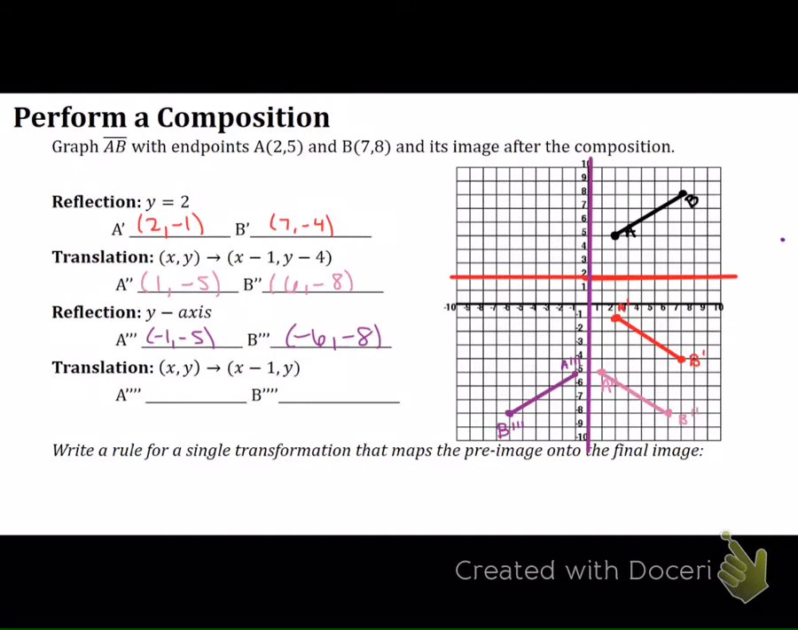All right. And then finally, x minus 1, y stays the same. So Katie, what would A be? -2, -5. And what would B be, Cameron?